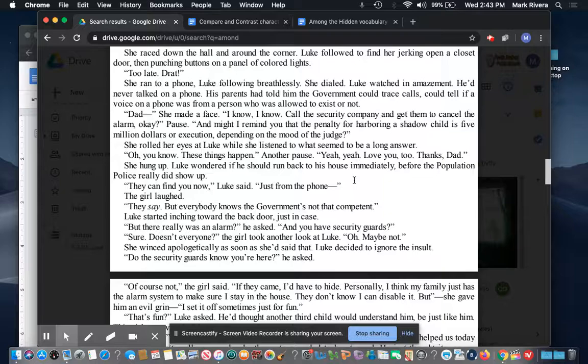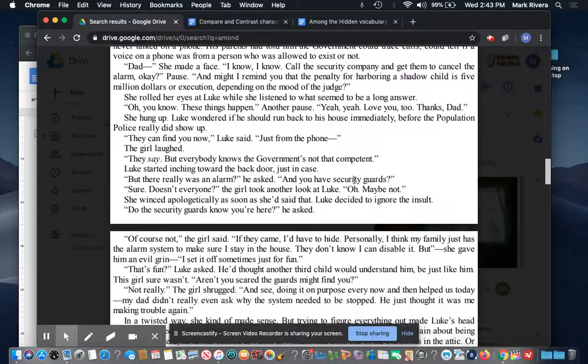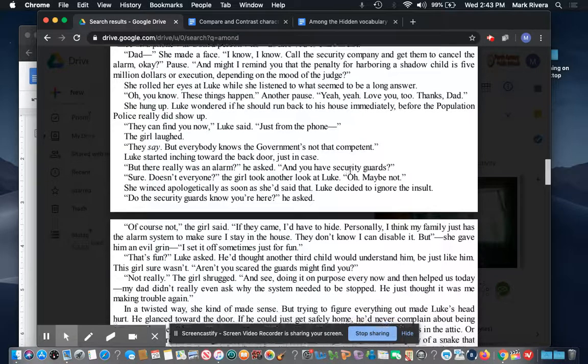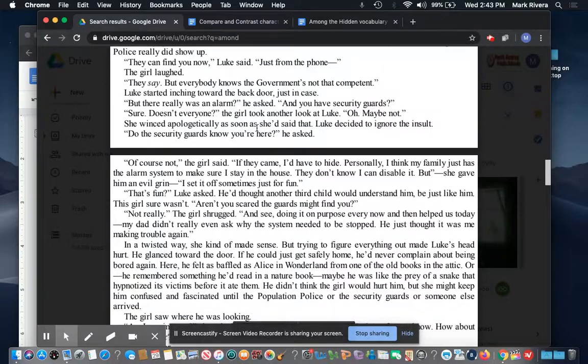"They can find you now," Luke said, "just from the phone." The girl laughed. "They say, but everybody knows the government's not that competent." Competent means smart. Luke started inching towards the back door just in case. "But there really was an alarm?" he asked. "And you got security guards?" "Sure, doesn't everybody?" The girl took another look at Luke.